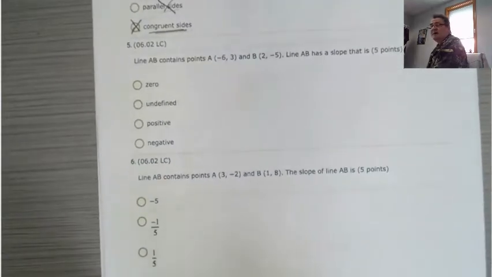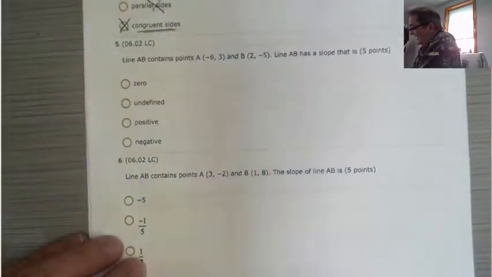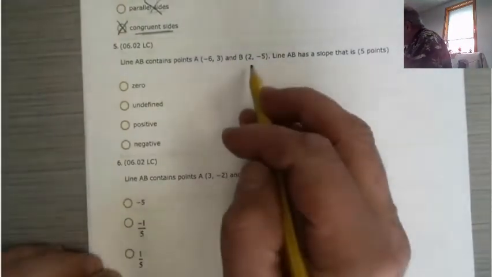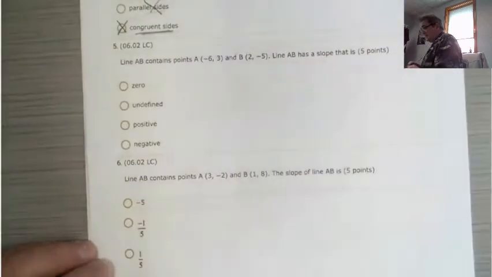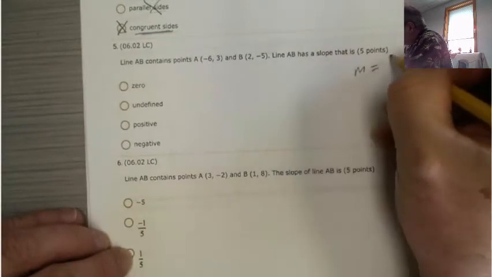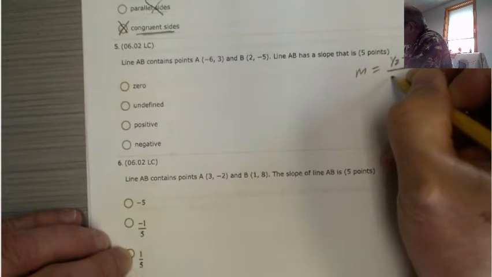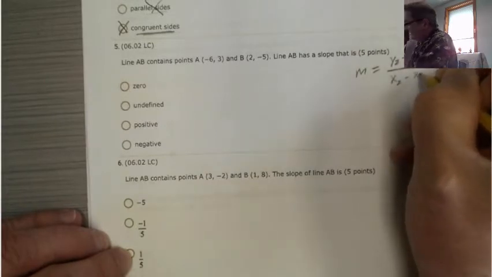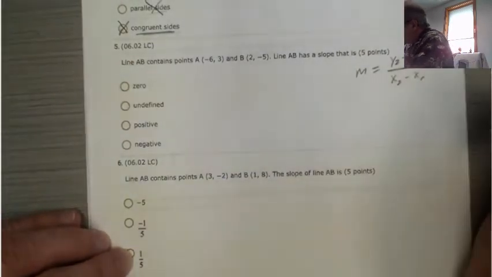Okay, let's look at number 5. Line AB has the points (-6, 3) and (2, -5). So it has a slope that is what? Okay, well, we have the slope formula where the slope equals the difference in the y's. You take the second y, subtract the first one, take the second x and subtract the first one, and that'll give us the slope. So let's just do that.